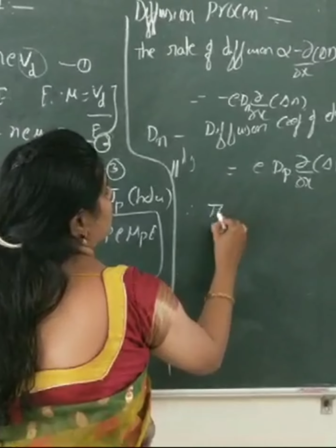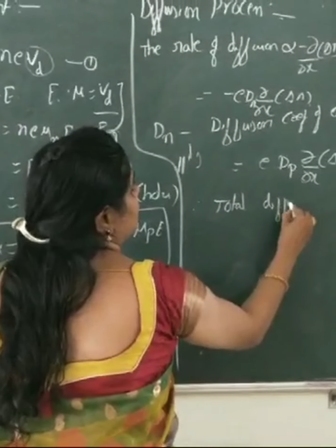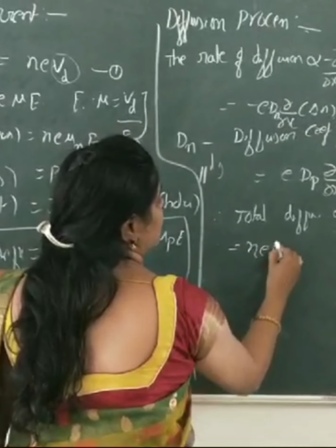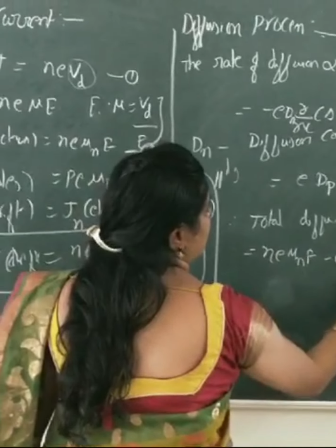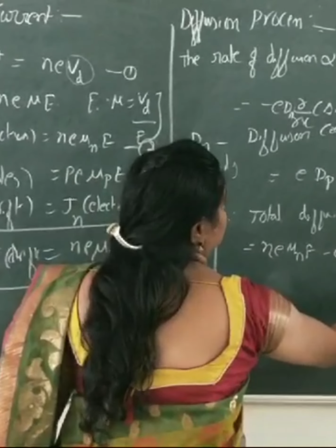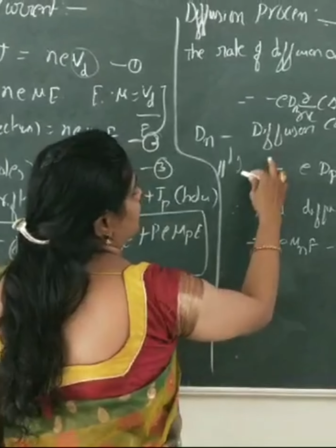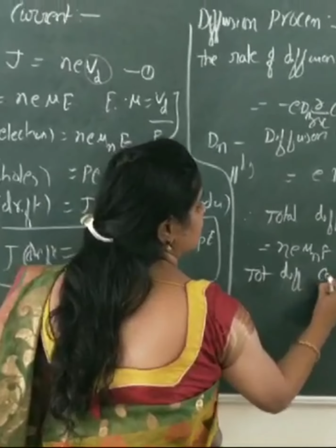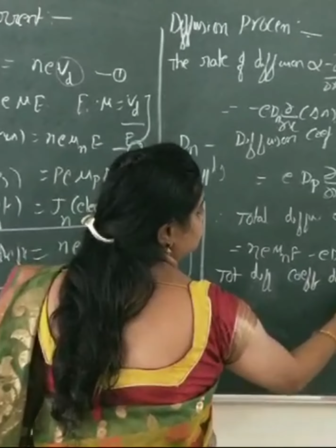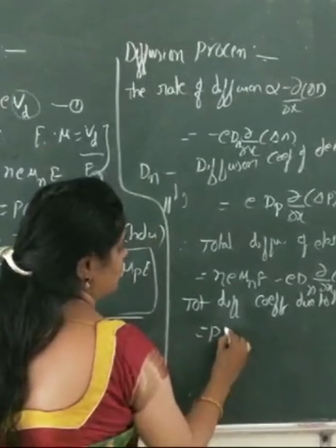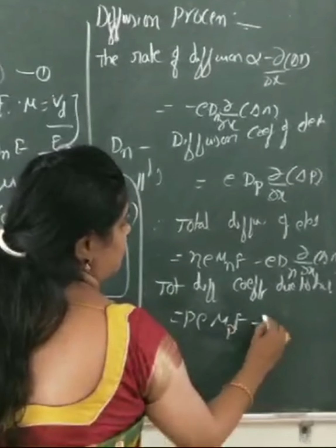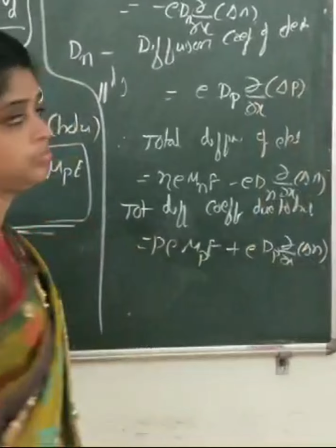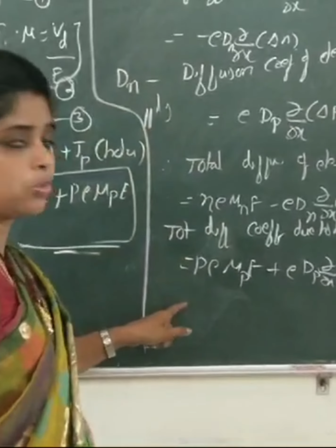Therefore, the total current of electrons equals the drift current n e mu n E minus e into Dn into del by del x of delta n. Similarly, the total current due to holes equals p e mu p E plus e into Dp into del by del x of delta p. So this is called the diffusion process.